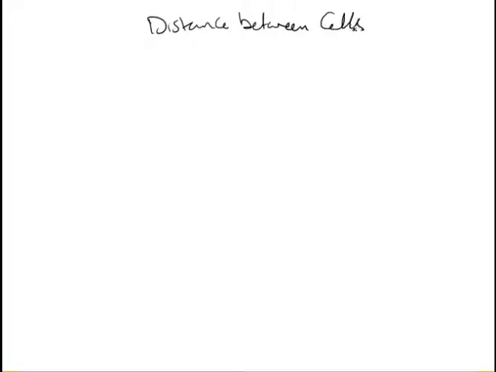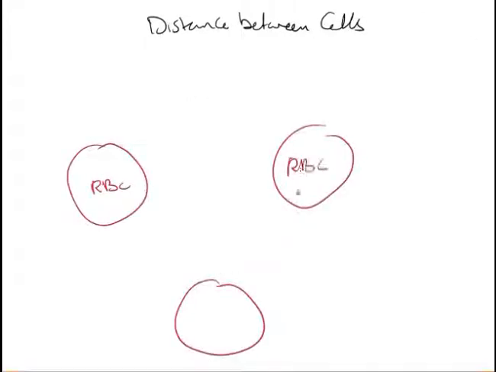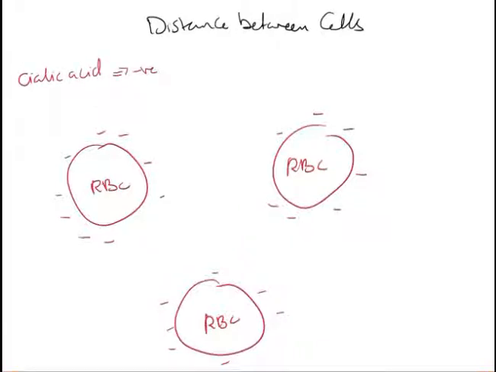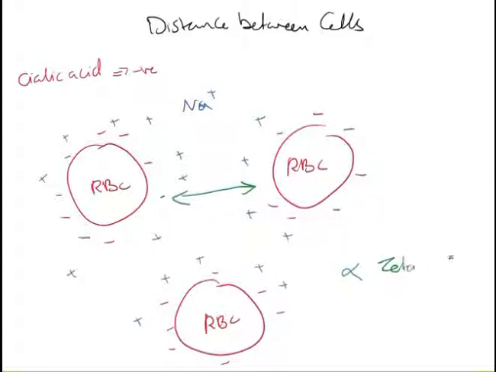Red blood cells in physiological saline carry a negative charge as a result of the abundant amount of sialic acid on the surface of the red blood cells. As a result of this, the red blood cells repel each other. So there will be a distance between each two red blood cells, and this distance corresponds to the zeta potential.